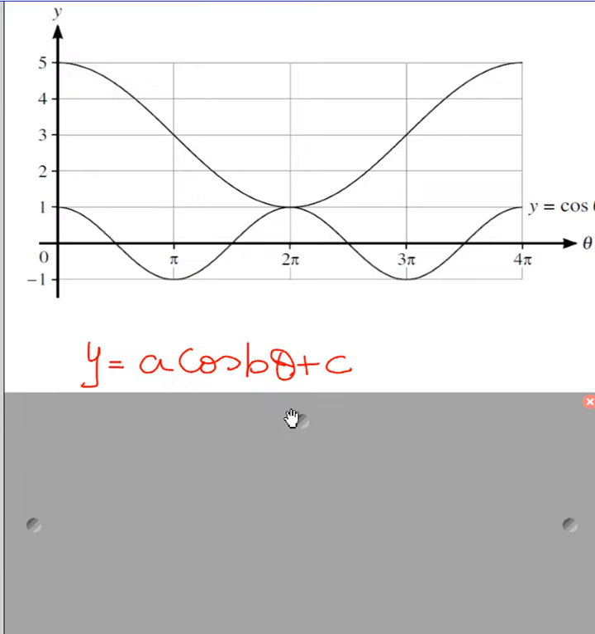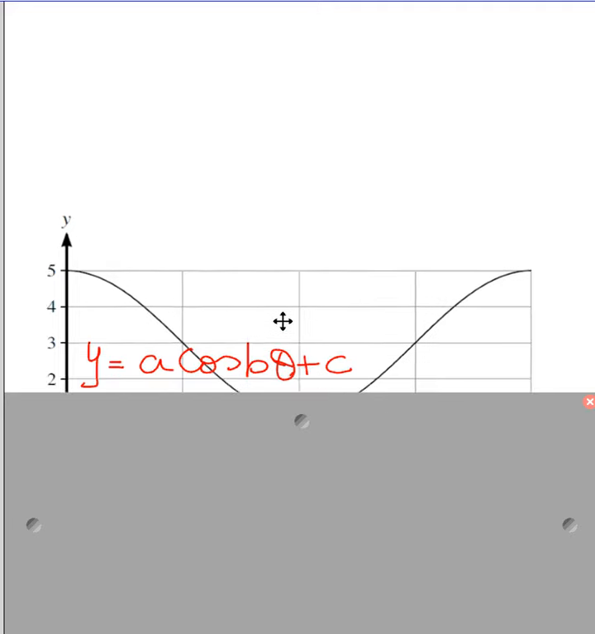For example, the general equation of cos or sine is written in the form a cos b theta plus c. You need to understand the meaning of a, b, and c. What does this represent? So a represents the amplitude. Now, what is the amplitude?